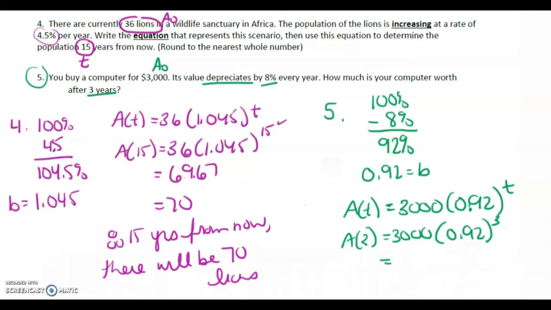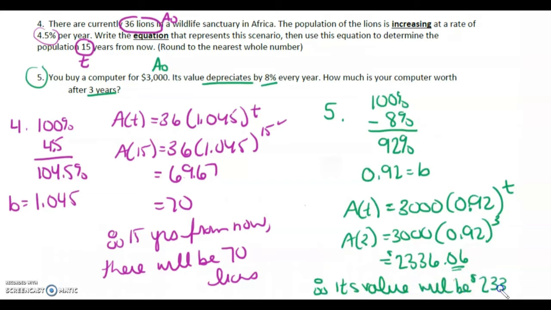I get 2336.06. Okay, and remember, money goes to 2 decimals, therefore, its value will be 2336.06.